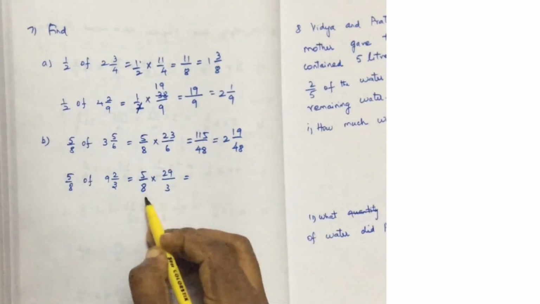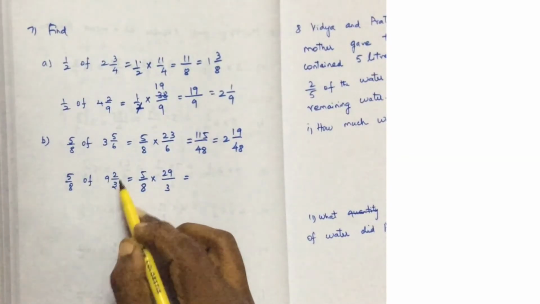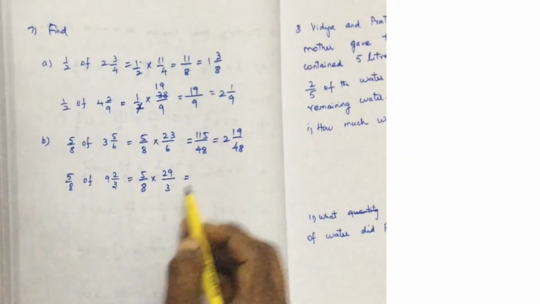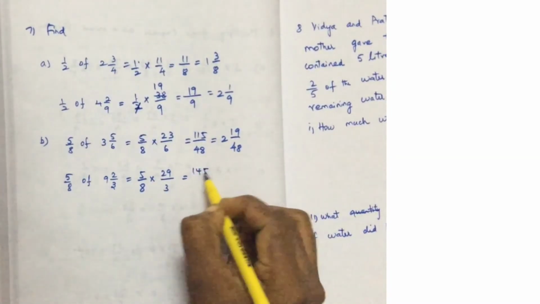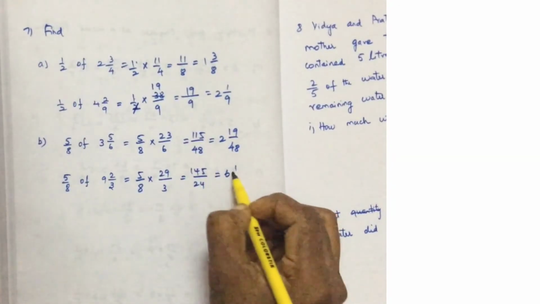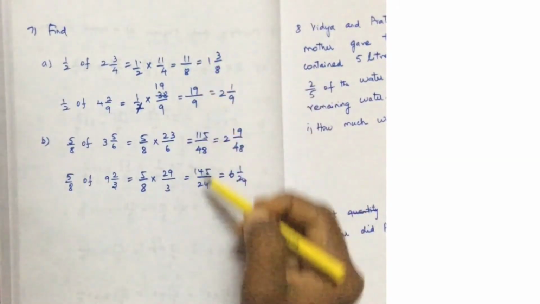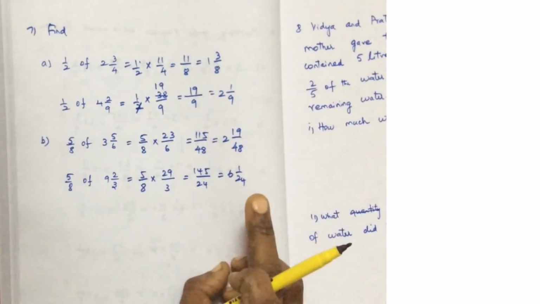So 5 by 8 multiplied by 29 by 3, 9 multiplied by 3 plus 2 is 29 by 3, that is equal to 145 divided by 24, that is equal to 6 1 by 24. Whenever there is some improper fraction, you have to convert it into the mixed fraction.